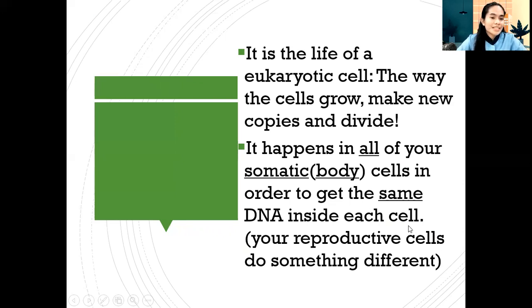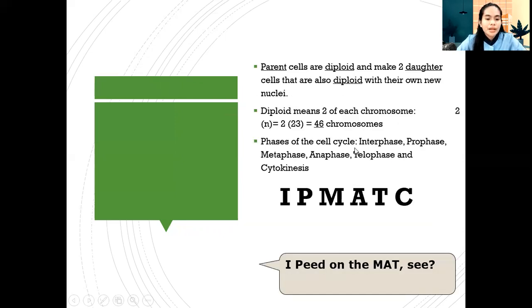Later on in this topic, we are going to talk about cell division in your reproductive cells, or your sex cells, or your gametes. Parent cells are diploid and they make two daughter cells that are also diploid. When we say diploid, that means two of each chromosome: 23, and there are two of them, so 46.